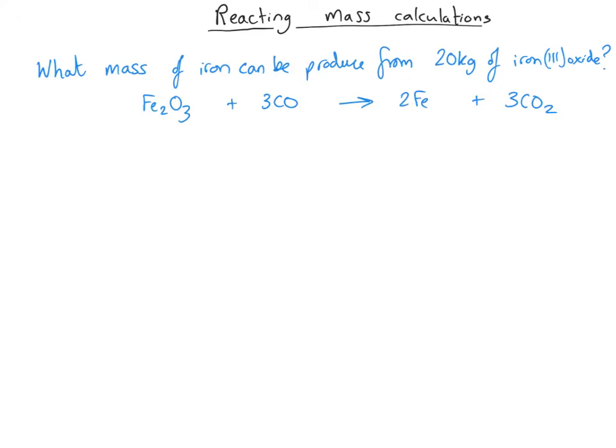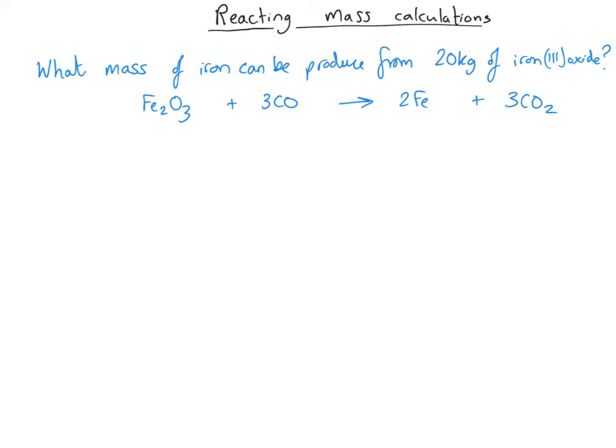And so we have a situation here where you have iron oxide reacting with carbon monoxide to produce iron and carbon dioxide. And our question is, what mass of iron can be produced from 20 kilograms of iron 3 oxide? And the method that I want you to use here is called the box method usually, although you actually don't need to draw a box to make this work.